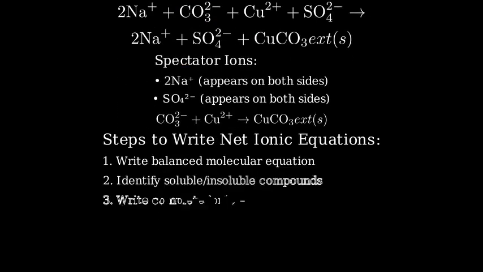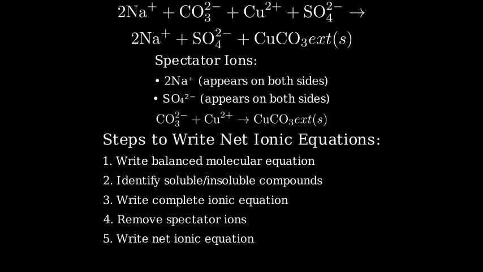Let's summarize what we've learned. To write a net ionic equation, first, write the balanced molecular equation. Then identify soluble and insoluble compounds. Write the complete ionic equation by breaking down soluble compounds into their ions. Identify and remove spectator ions. What remains is your net ionic equation, showing only the ions that actually participate in the reaction.